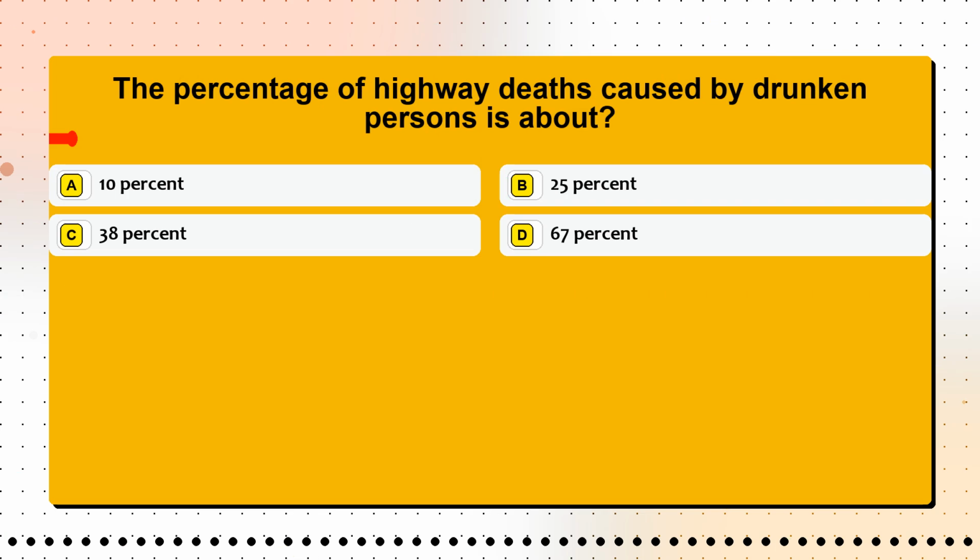Question 59. The percentage of highway deaths caused by drunken persons is about? Here are the options. Option A, 10%. Option B, 25%. Option C, 38%. Option D, 67%.